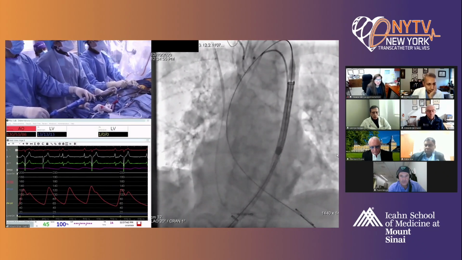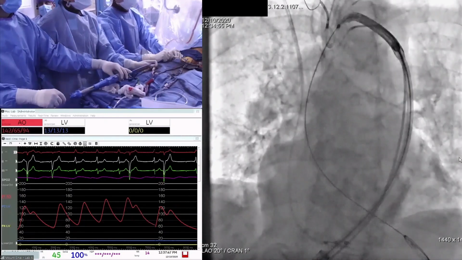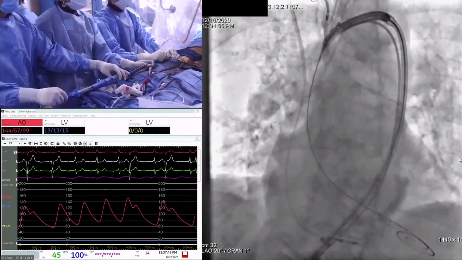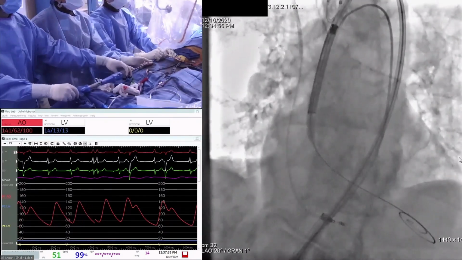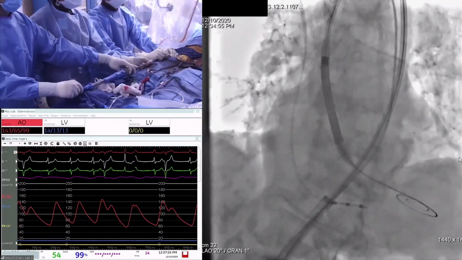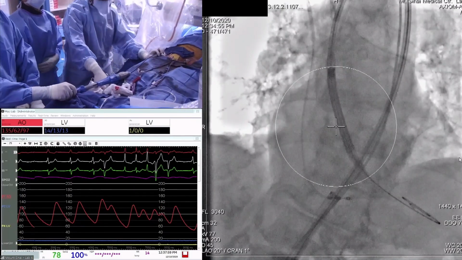If you go, we're in the LAO view. So we're going to make sure that we don't. Yeah, very interesting to see here how it passes clear of the sentinel. What's the sentinel? Okay, good. And then you can see the head marker is now in the outer curve of the ascending and down to the annulus. Okay, so at this point, did you attempt to do the cusp overlap view?